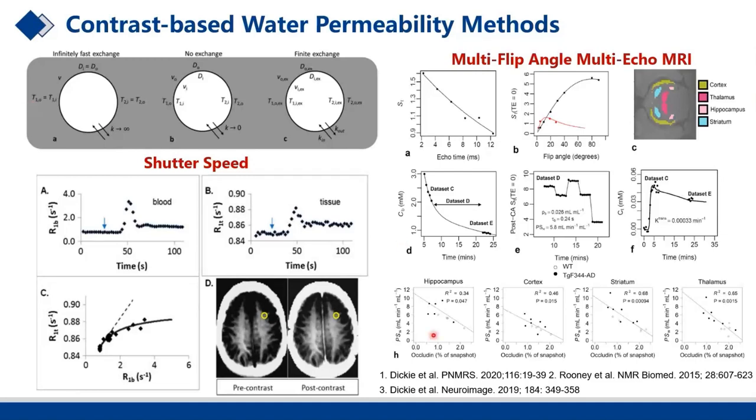And using these sequences, this group has also fit for this PS value, which is the BBB permeability index. It is called the permeability surface area product, and I will go to that in detail later. So essentially, they found that this PS value is directly related to the count of occludin, which is a protein that is responsible for the tight junction of the endothelium. So by this histological examination, we are saying that we can indeed use MRI to look at the BBB permeability.